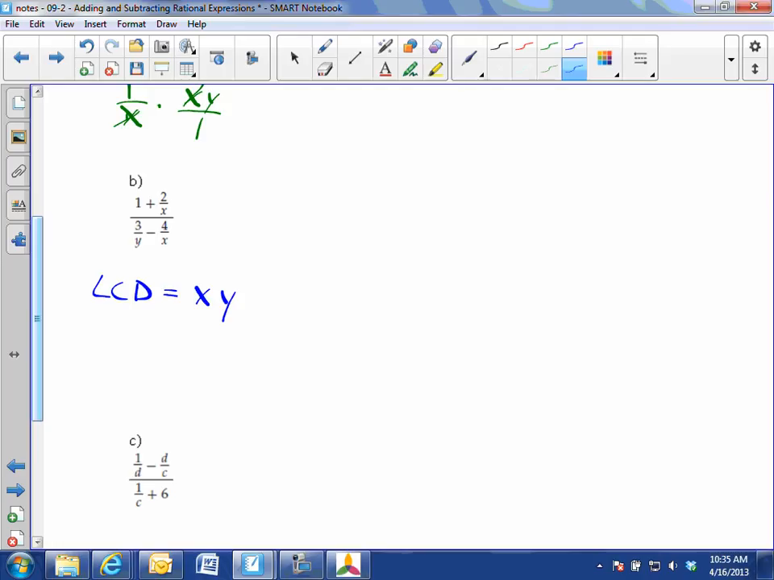All right, so then we just take the top and bottom times, in this case, xy again. What do we end up with? x plus 2y over 3x minus 4y.